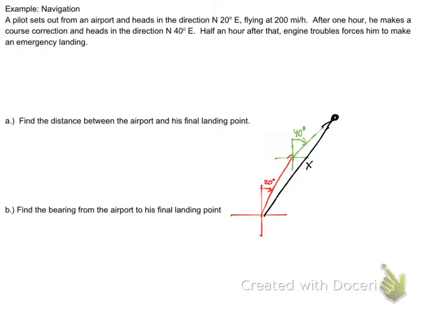Do we know any distances on these? How far did he go in the red? 200. How far does he go in the green? 100, because it's half an hour at 200 miles an hour. Those are hard numbers to see on there, I'm sorry. So essentially, I'm hoping everybody sees that I've got a leg, another leg, and I want to know the third leg. So I need to find the angle between the two sides I know. If I know that, I could solve for x pretty easily.